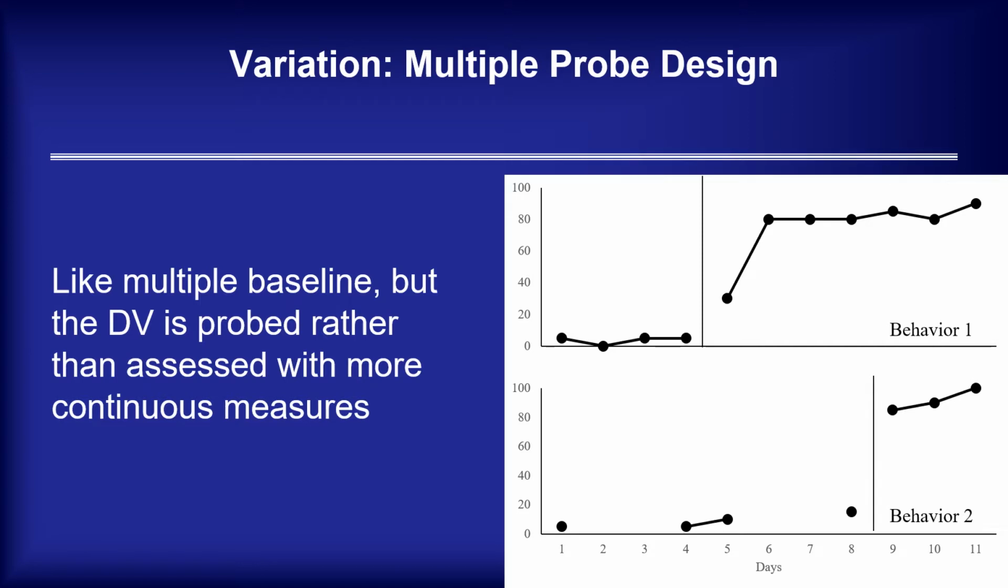Note that this design means that you still must obtain a baseline assessment in later tiers that overlaps with both phases of earlier tiers. This allows you to determine whether the dependent variable in those later tiers changes at the same time as intervention in the earlier tiers. If it does, you do not have good evidence for a functional relation.